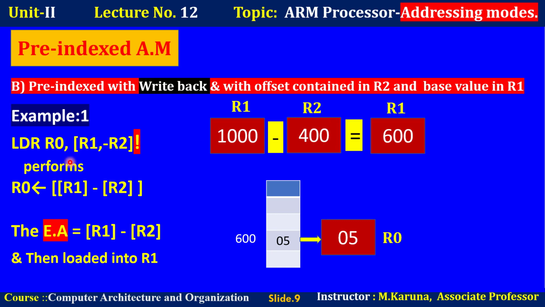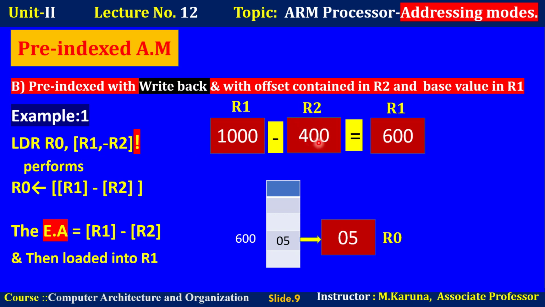Here minus represents subtraction. So this indicates subtract the offset value from R1 to generate the effective address. At that address, whatever data is present will be loaded into the R0 register. The R0 register acts as the destination register. So R1 has the base address, and R2 has the offset.